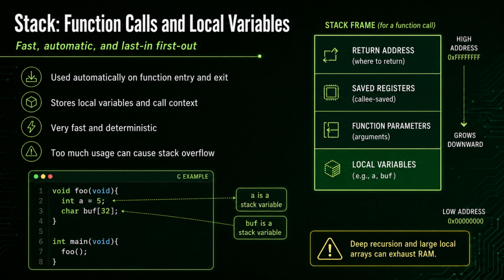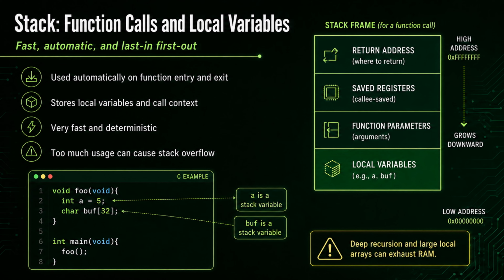The stack is used automatically by the program when functions are called. Every time a function runs, the system may store a return address, saved registers, function parameters, and local variables. This group of information is often called a stack frame. For example, if we have a function called foo, and inside that function we create int a = 5, that local variable usually lives on the stack. If we create char buffer[32] inside the same function, that buffer also usually lives on the stack.